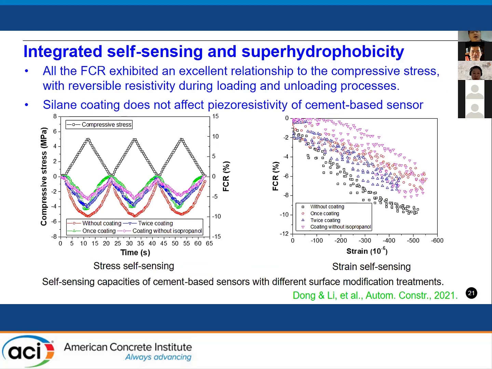Here I would like to introduce the FCR, which is the fractional change of resistivity of cement-based sensors with or without CNM coating treatment. Firstly, we can see after CNM coating treatment, all the FCRs exhibited excellent relationship to the compressive stresses with reversible resistivity during both loading and unloading processes. And additionally, it also indicates the coating doesn't affect the piezoresistivity of the cement-based sensors.